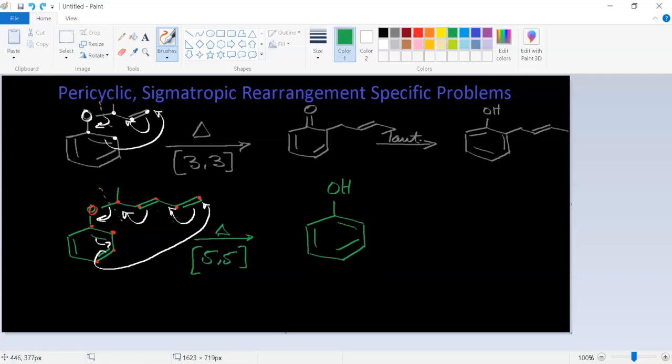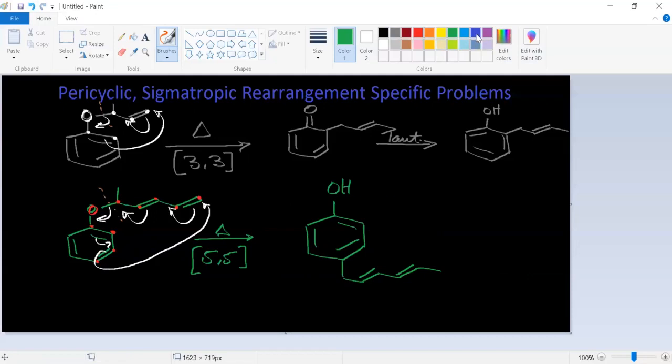So 1, 2, 3, 4, 5, 6. So there's 1. I believe that's 6. And then we're just going to add our double bonds where they belong. So there should be a double bond right here and right here. Does that look good? Yep. So this would be our final answer.